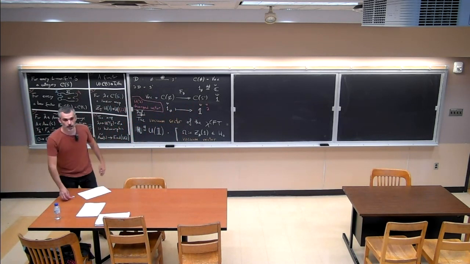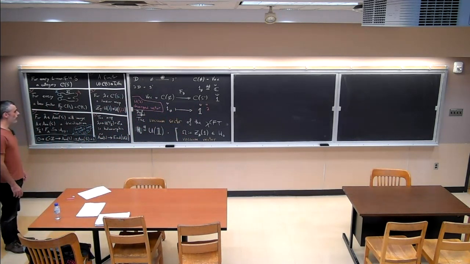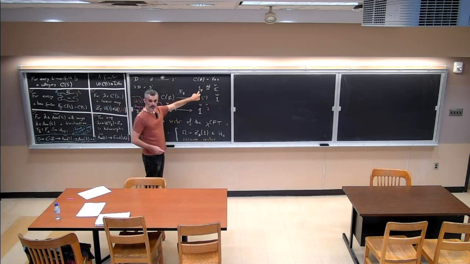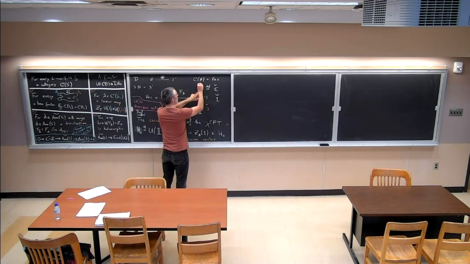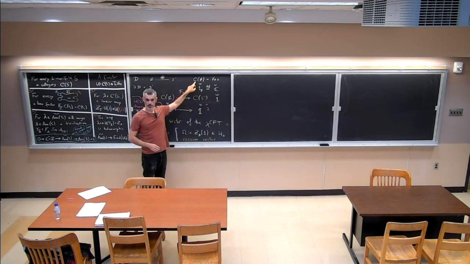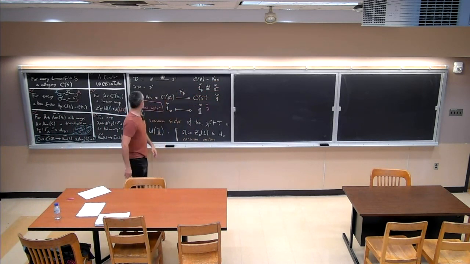Yes? Could you please repeat what is U of one empty set? One empty set is a distinguished element in the category C empty set. What is C empty set? It is the trivial category. It's just the category of vector spaces. That's one of the axioms.